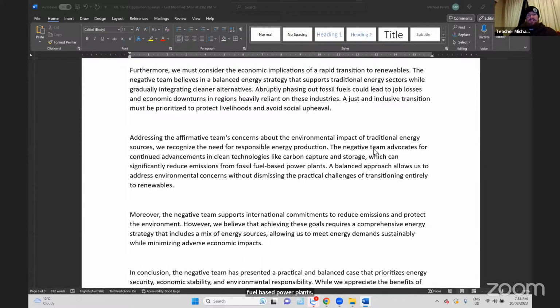So again, we're saying that we do agree our energy sources need to be clean and responsible, but we can still do those things with fossil fuel. So we don't actually need to transfer to green energy to make the environment cleaner. A balanced approach allows us to address environmental concerns without dismissing the practical challenges of transitioning entirely to renewables. So again, if we take our time with this, we can eventually get to being entirely green, but we're not going to cause any other problems by doing that.